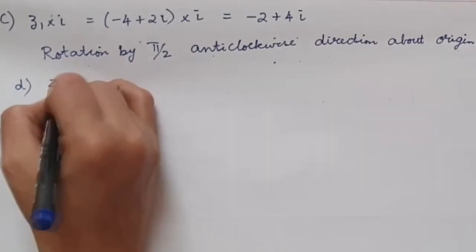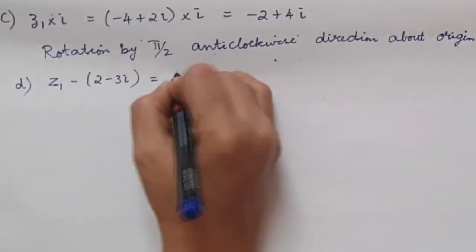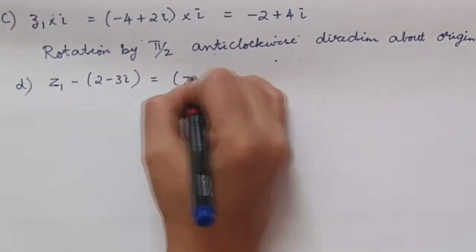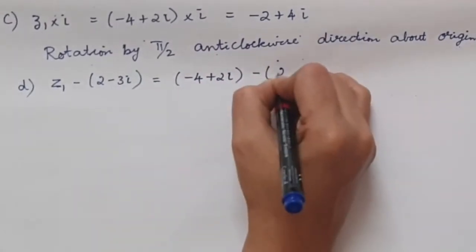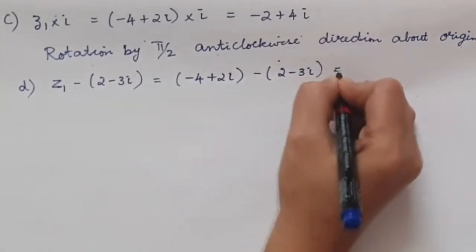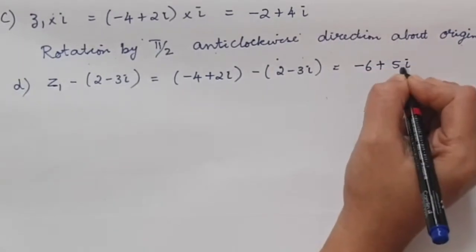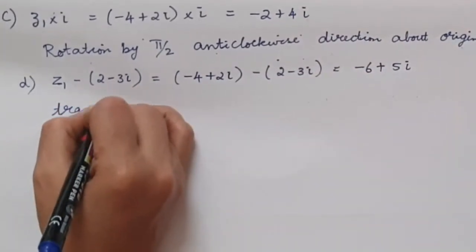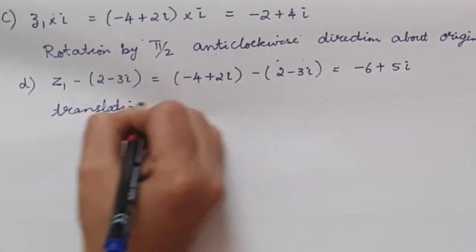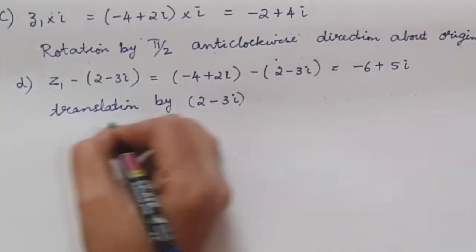Then D, z1 minus 2 minus 3i. So z1 is minus 4 plus 2i, then minus 2 minus 3i. When we simplify this, we get minus 6 plus 5i. This is a subtraction, so it is a translation. Translation by 2 minus 3i.